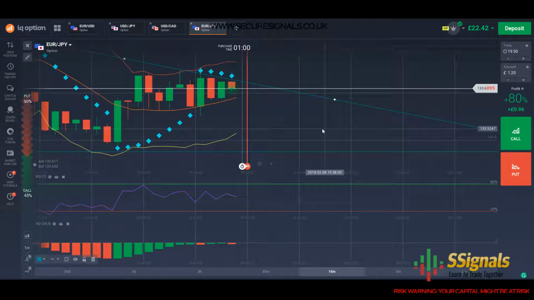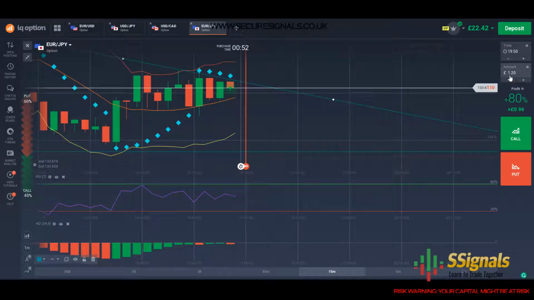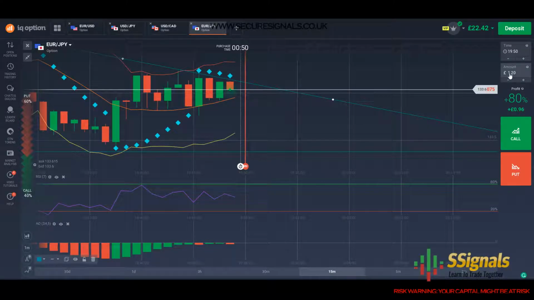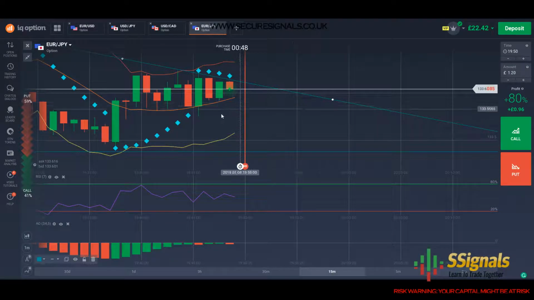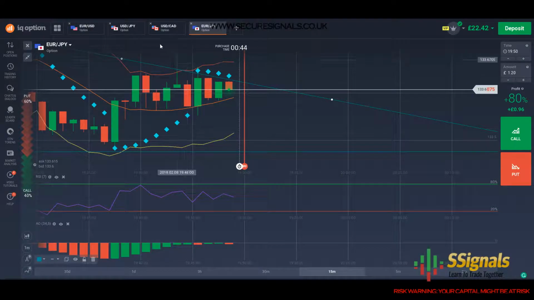When I say compounding trade, because it's a £1.20 trade, 80% payout, that means you'd put 96p, add 120 or whatever, so just round it up to £1. So just enter what, £2.20 or £2, whatever you like, and then enter that if you're compounding.